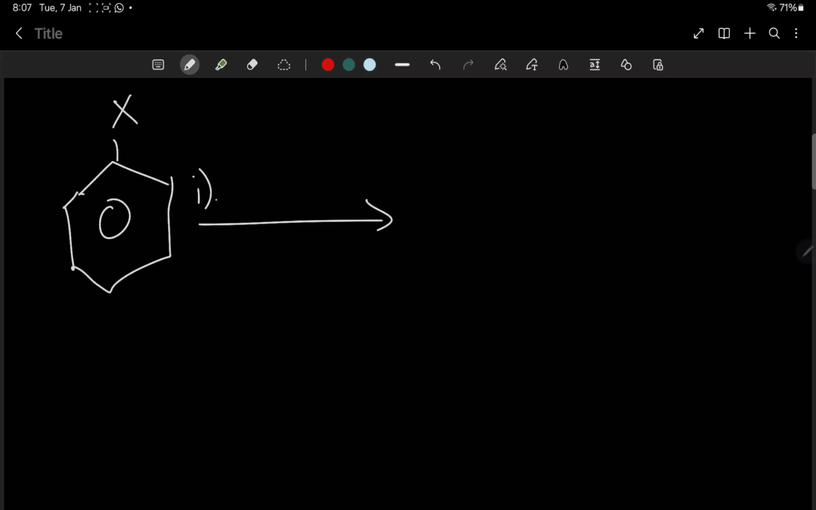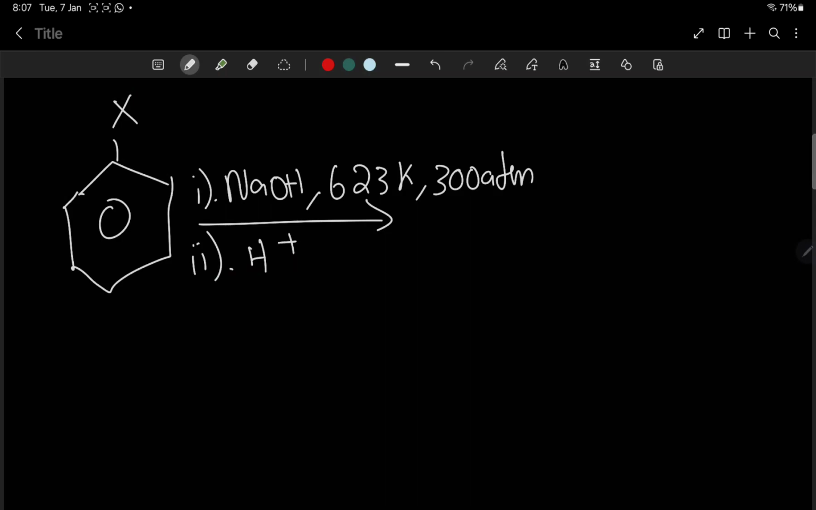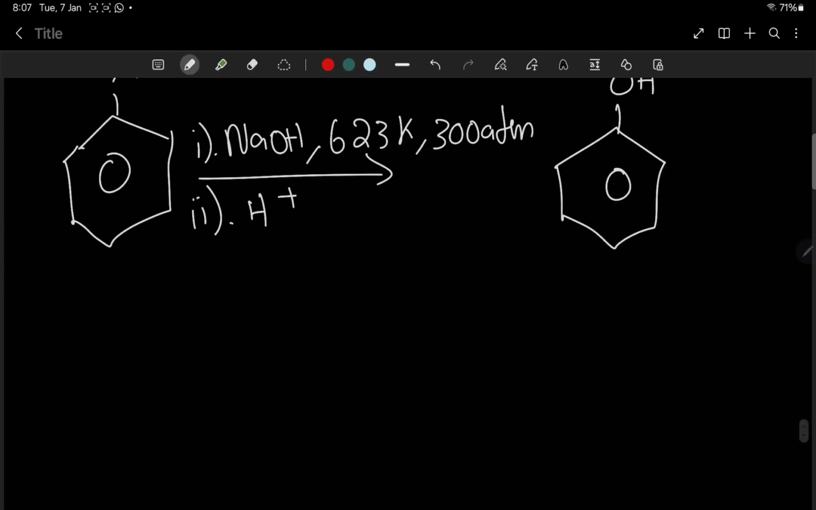Now there is one nucleophilic substitution reaction that we should learn, that is with NaOH. This is our RX. Into this we are adding NaOH at 623 Kelvin and 300 atm pressure, extreme conditions, and H plus hydrolyzing it. What happens? Then we will get OH.